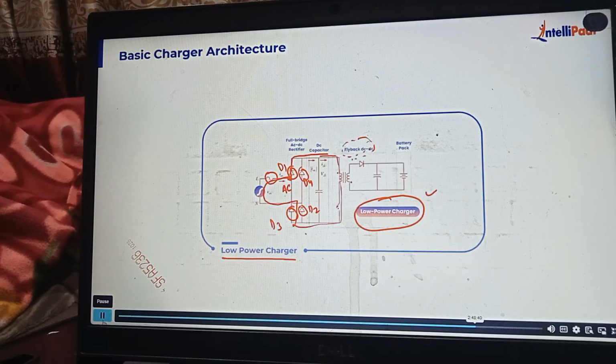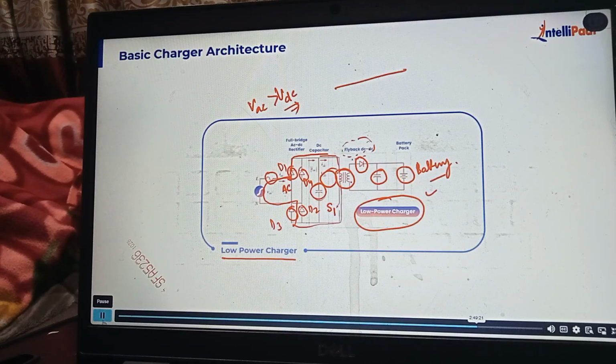When this switch is on, one switch you can see here, this is the flyback converter. The flyback converter is developed having a single switch and an isolated converter, one diode and a capacitor, and then we may have the battery pack, right? If D1 and D2 are on, suppose the supply voltage VAC is greater than the VDC. Keep in mind, the diode will conduct when VAC is greater than VDC. I already told you this is the VDC, constant voltage.